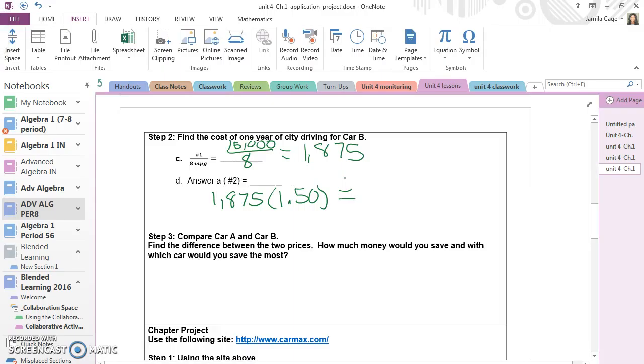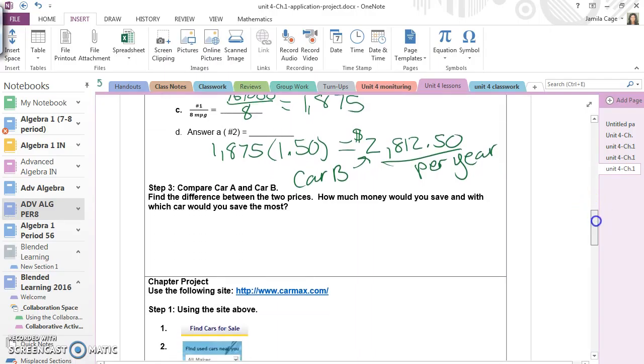So 1,875 is how many gallons you need, and $1.50 is the price of each gallon. So altogether on car B, you would have to spend for the year $2,812.50 on gas. So for car B, you will spend $2,812.50 per year. So we can already see that car A, we're spending less money. But how much less? So let's take a look at step 3.